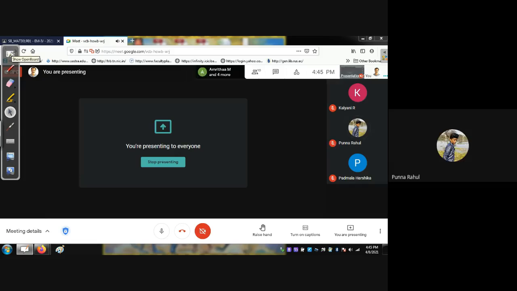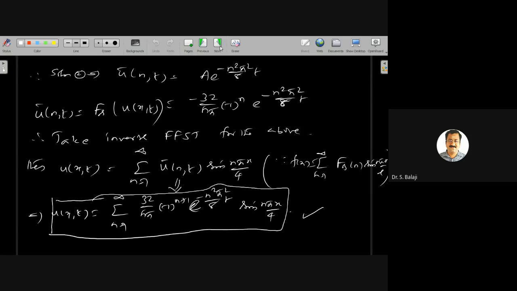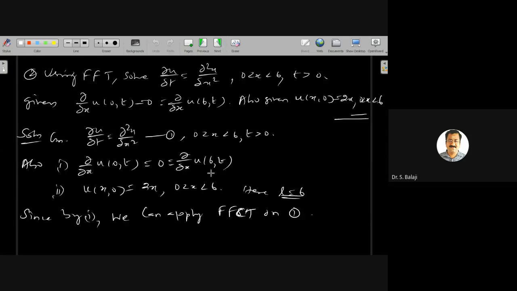Okay, take another one with the help of finite Fourier cosine transform. Using finite Fourier transform, solve dou u by dou t equal to dou square u by dou x square. Your x range is 0 less than x less than 6, t greater than 0.